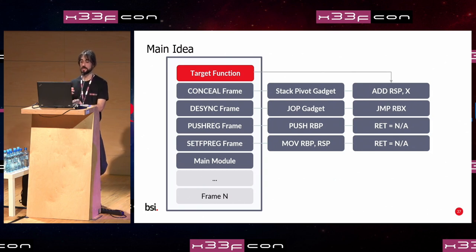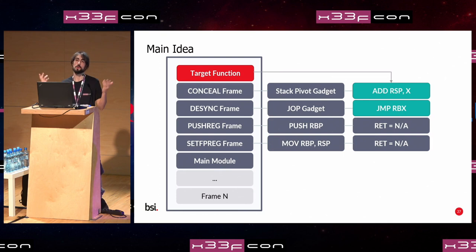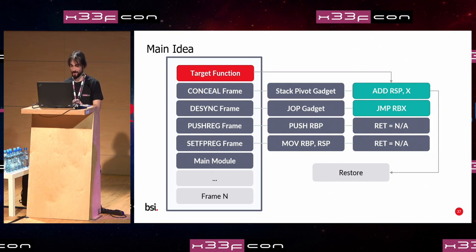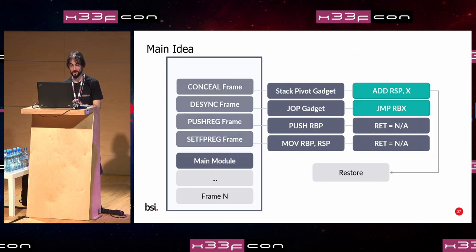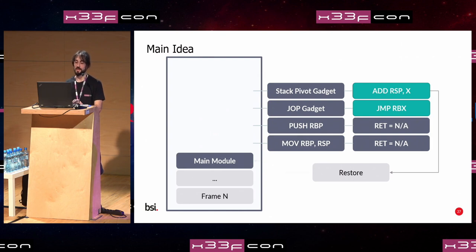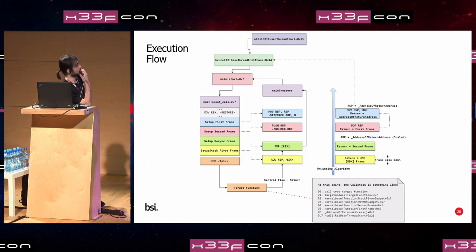So on return, what happens? I execute my target function, and on return, I hit the stack pivot gadget that will jump back to jmp RBX, and jmp RBX will just completely ignore both the set fpreg and push reg frames. We don't care. And this is the reason why I said the return not available. I just don't care about that. This will hit the restore, that will remove all the frames, deallocate the space, and then restore execution in the main module. And the full technique is explained here.